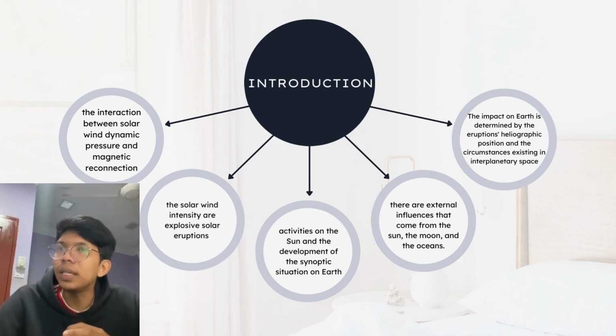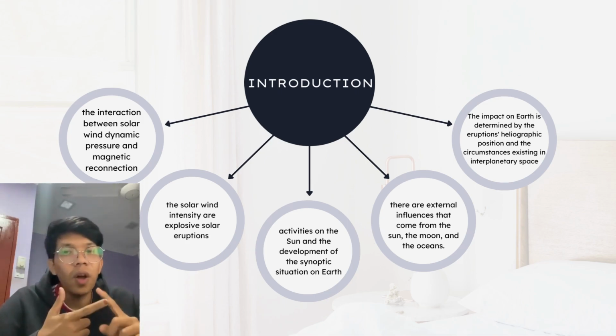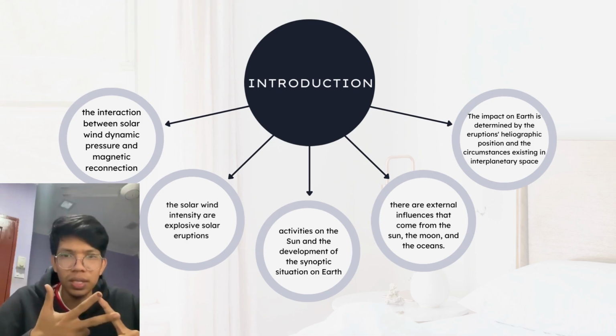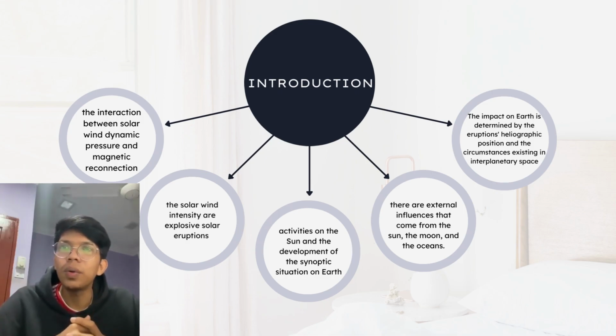So the third one is the activities on the sun and development of synoptic situation on Earth. The fourth is there are external influences that come from the sun, the moon, and the ocean. Lastly, the impact on Earth is determined by the eruption's heliographic position and the circumstances existing in interplanetary space.